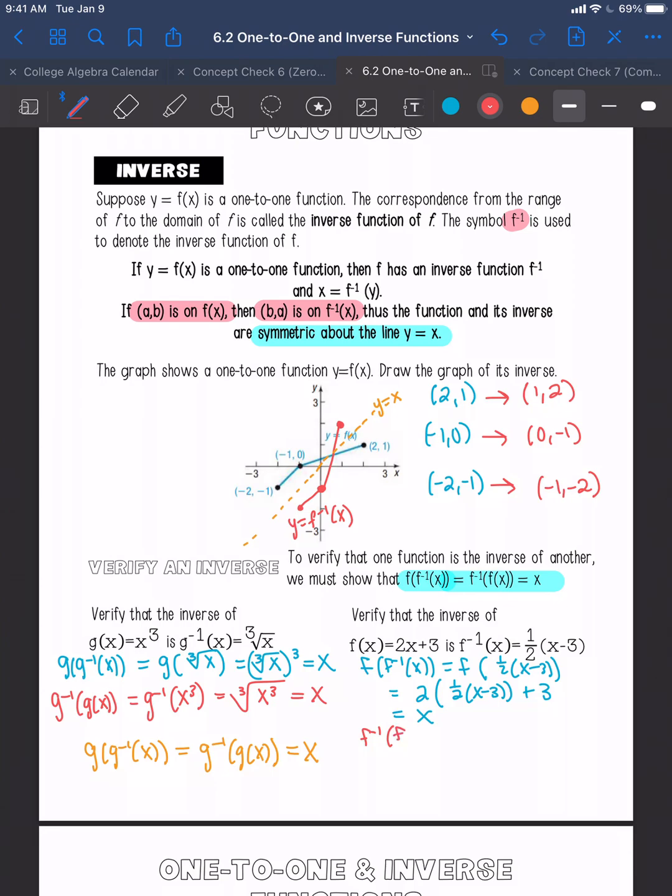F inverse of f of x is f inverse of 2x plus 3. So substitute that in. We have 1/2 times 2x plus 3 minus 3. 3 minus 3 is 0. Half of 2x is just x. So those two are in fact inverses of each other.